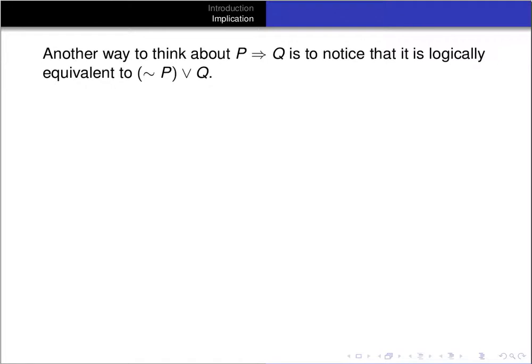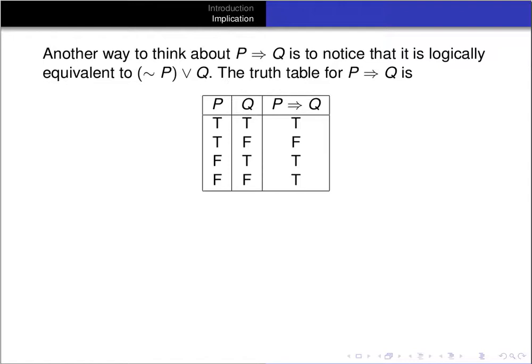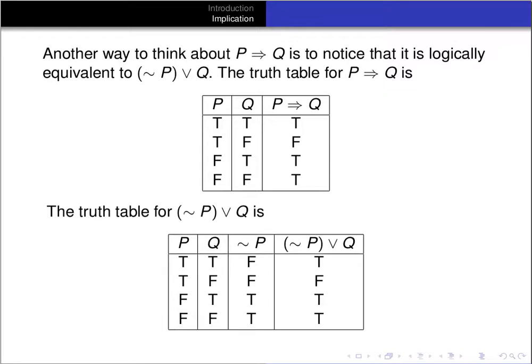Another way to think about P implies Q and the truth table for P implies Q is to notice that it's logically equivalent to not P or Q. So if we look at the truth table for P implies Q, we can see the truth table that we wrote before, and if we compare that to the truth table for not P or Q, you can see that when P and Q are both true, then both P implies Q and not P or Q are true. If P is true and Q is false, then both P implies Q and not P or Q are false.